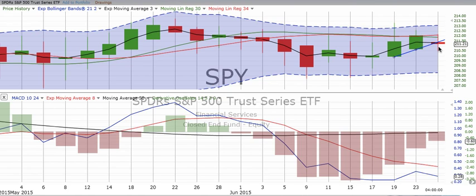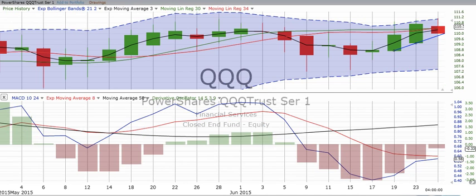Again, typically the kind of thing that you want to look at as a possible time to find a good entry point in a down move. Now for our last index before we get to gold, let's take a look at the Qs. It was down 0.15%, so 0.5% today.